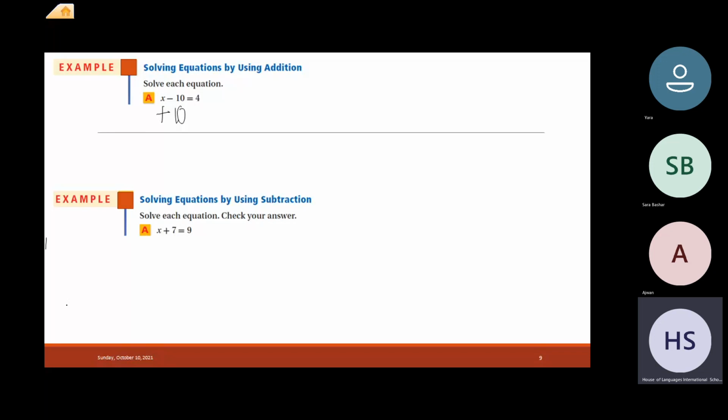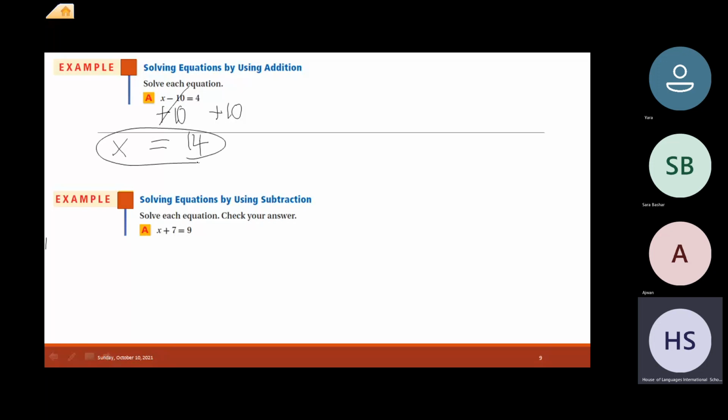Now, for the properties of equality that I told you before, if I add 10 to the one side to keep it balanced, I should add 10 to the other side. If we add an orange here, I must add an orange there. So if I add 10 here, I must add 10 to the second side. Then negative 10 plus 10 cancel each other, and 4 plus 10 is 14. So this is the solution for x.